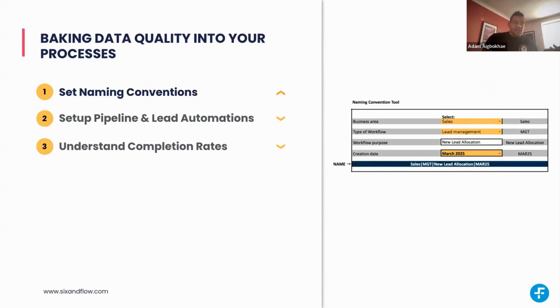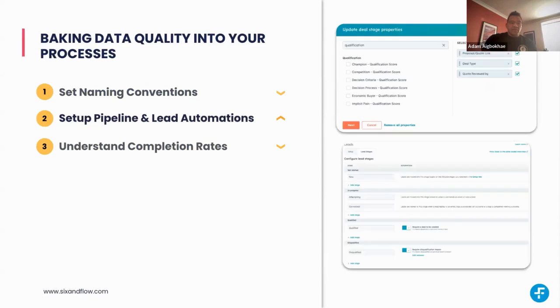The next thing you need to do is to set up pipeline and lead automations. These can be clear properties that are put into your pipelines and are made mandatory so that things can't progress without having the right information in the right place. And then also building in lead automations so that you can quickly identify and use the data well in things like lead scoring, but it also helps you to identify what data points you don't need. So setting up lead automations and pipelines is a must for any CRM.